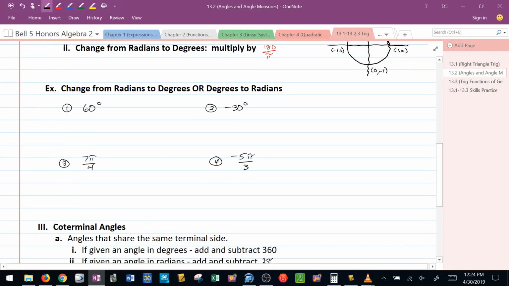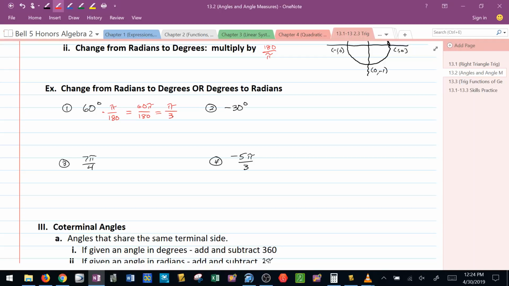I notice that I am given a degree measurement, 60 degrees. To change that to radians, I'm going to multiply by pi over 180. So if I take pi over 180 times 60, this gives me 60 pi over 180, which I can simplify to pi over 3. So 60 degrees is the same thing as pi over 3 radians. How I know I'm dealing with a radian measurement, most of the time, is it's going to have pi in it when they're talking about the measurement of an angle.